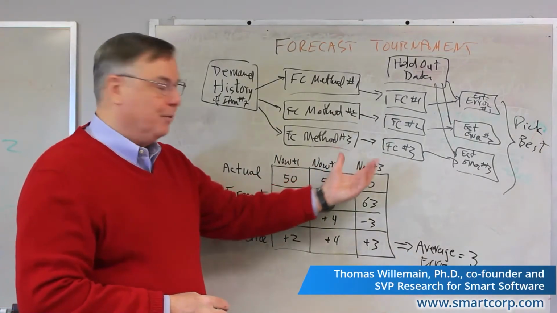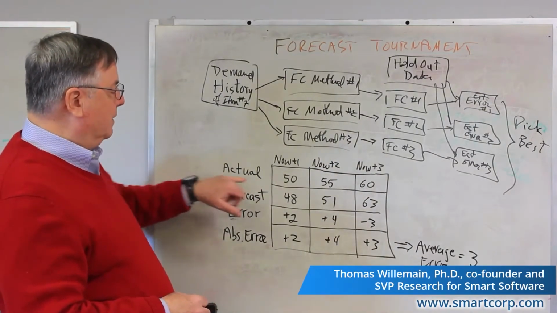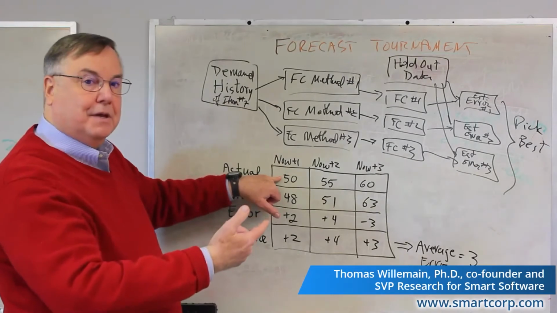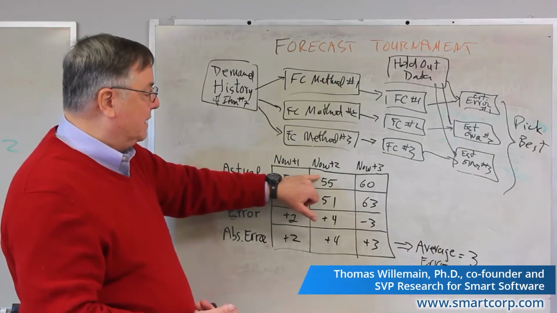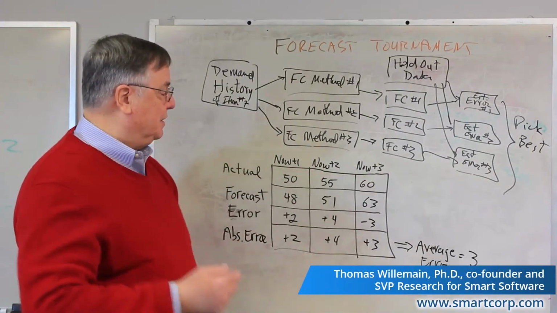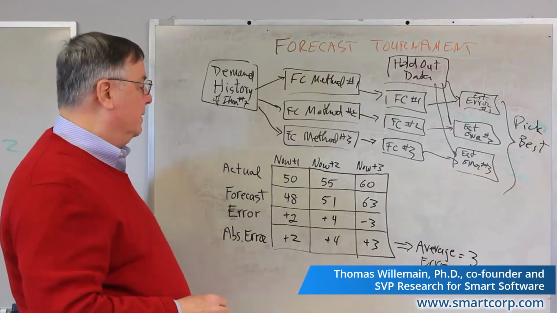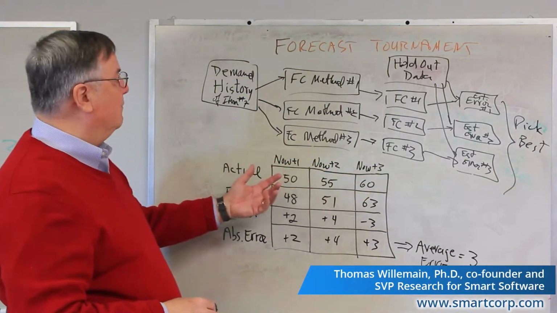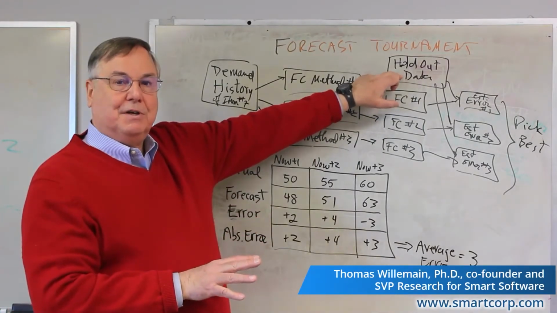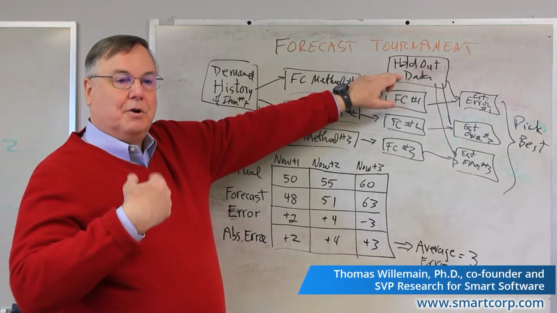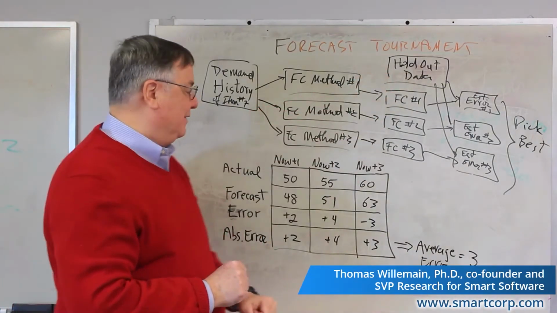But here we have 3 forecasts. And here we have the actual values for this item. The next period beyond the history that we're using to compute the forecast would be a 50, and then the next one a 55, and the next one a 60. So it looks like there's a positive trend here. Now these numbers would come from the holdout data. We've hidden those from the calculations because we want to see if we can correctly predict what actually happened without cheating, without looking at it ahead of time.